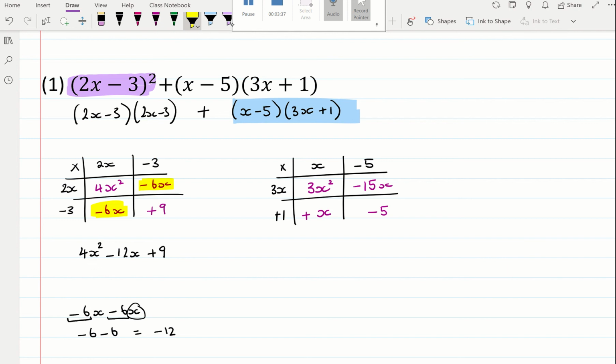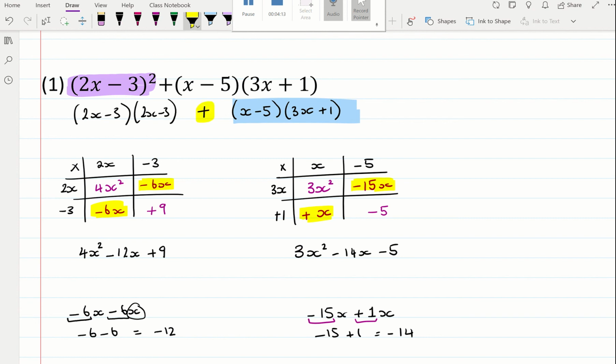And again, I'm going to collect like terms. So this is a minus 15x plus 1x. If you're going to type it in your calculator, it's minus 15 plus 1, which is negative 14. And remember, it's negative 14x. So 3x squared minus 14x minus 5.